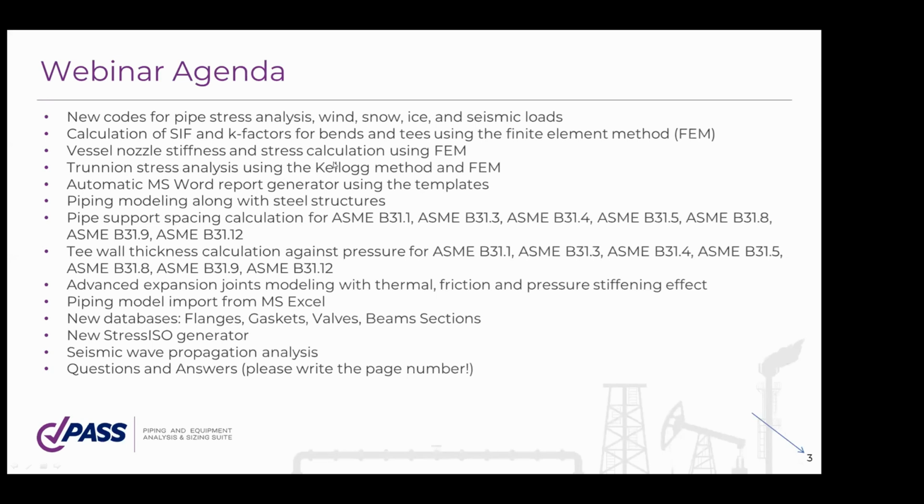trunnion stress analysis using Kellogg method and finite element method, automatic Microsoft Word report generator using the templates, pipe modeling along with steel structures, pipe support spacing calculation according to the ASME codes, the wall thickness calculation against pressure, advanced expansion joint modeling with thermal friction and pressure stiffening effect, pipe model import from Microsoft Excel, new databases of flanges, gaskets, valves, beams, sections, new stress ISO generator, and seismic wave propagation analysis.